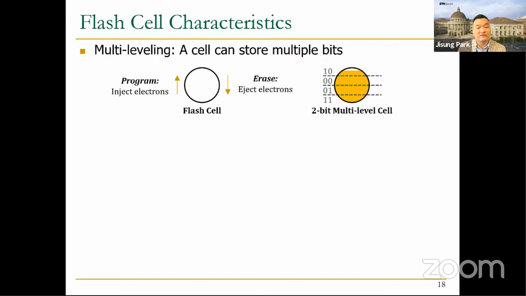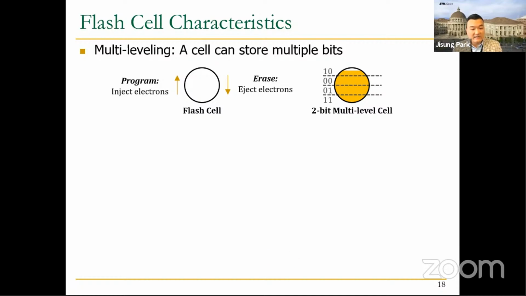For example, in this figure, the cell is designed to store up to 2 bits by creating 4 voltage states: 10, 00, 01, 11. And each of which represents one of all the possible bit patterns from the 2 bits.